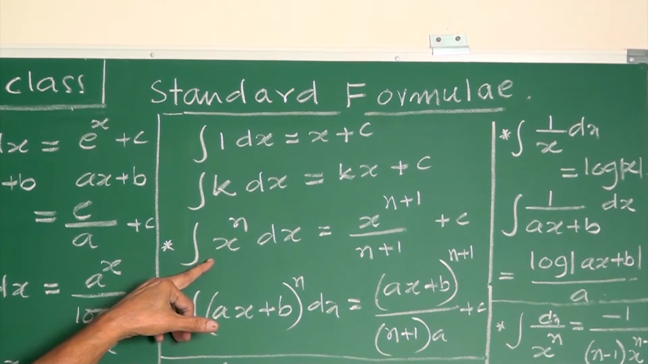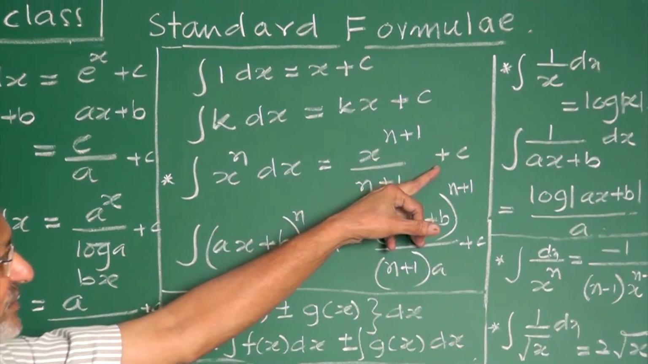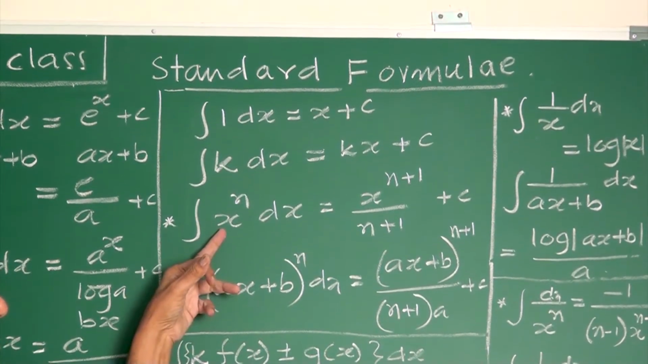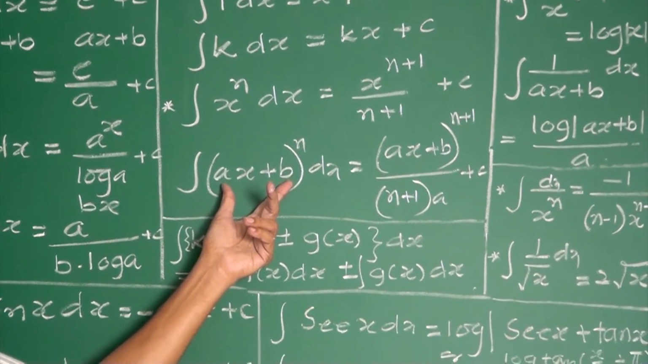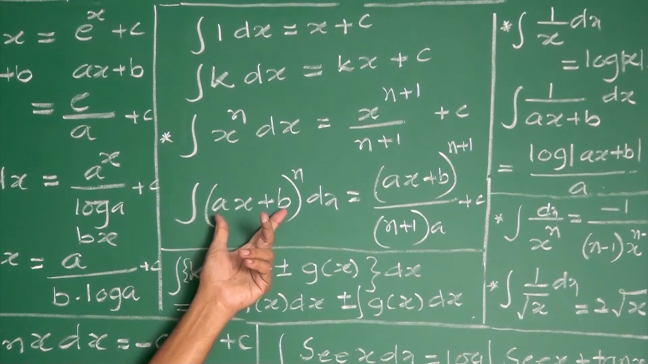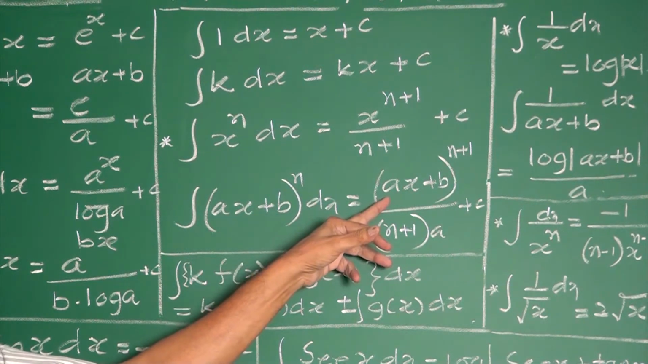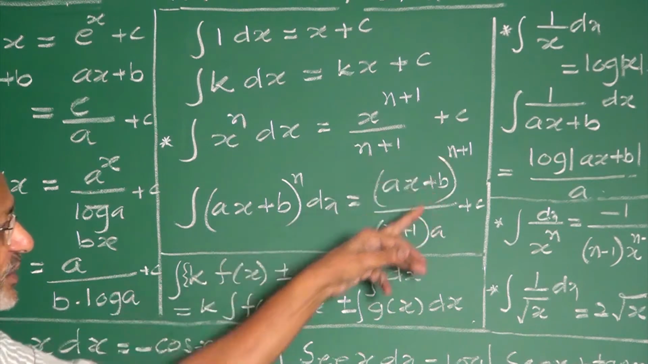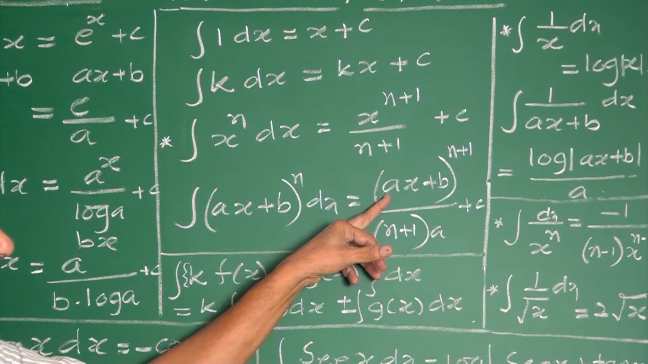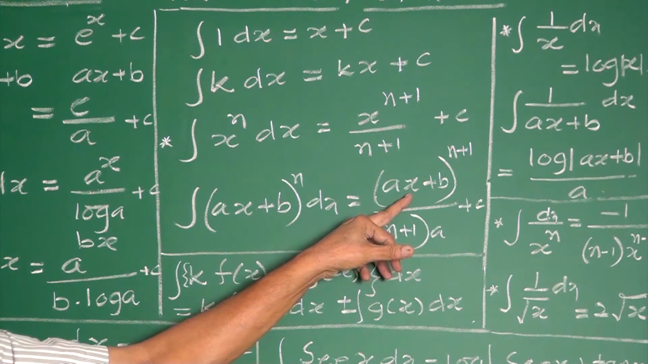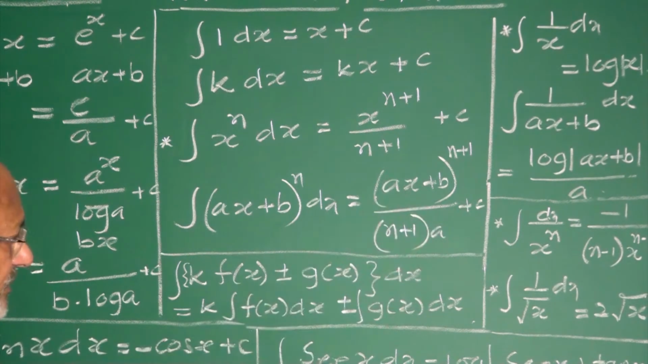Third, integral of x to the power n dx. x to the power n plus 1 upon n plus 1 plus c. Little general, this is x, this is a linear factor, ax plus b. Linear factor, not other than linear factor. Linear factor, ax plus b to the power n is what? ax plus b to the power n plus 1 upon n plus 1 into this a. Tell my friends what is that a? Coefficient of x. Coefficient of x. To divide by the coefficient of x plus c.